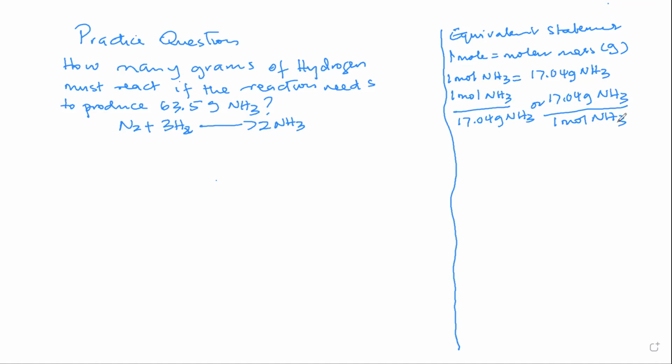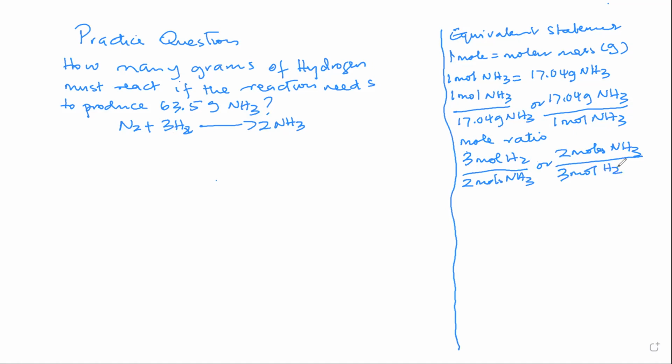Now, when we get from moles of NH3, we have to go to moles of hydrogen. So we use the mole ratio. The mole ratio will be between hydrogen and ammonia: 3 moles of hydrogen over 2 moles of NH3, or 2 moles of NH3 over 3 moles of hydrogen.